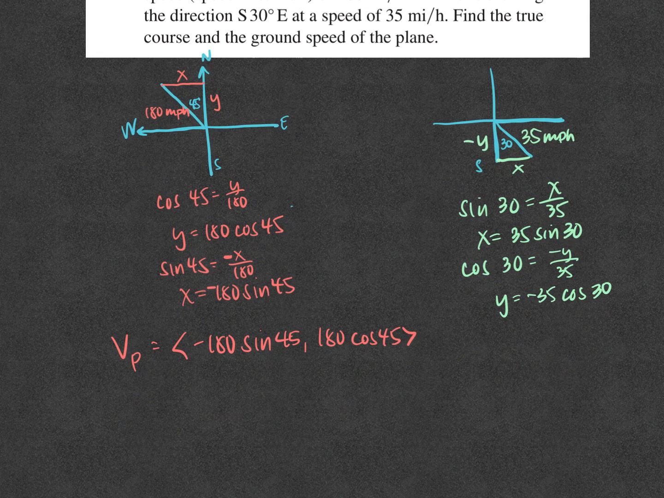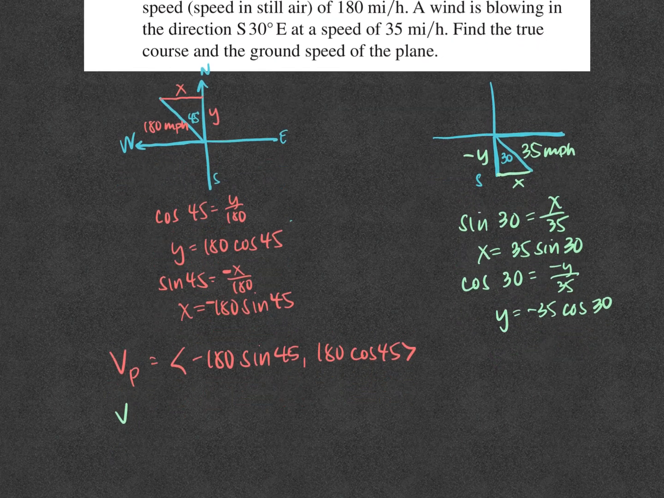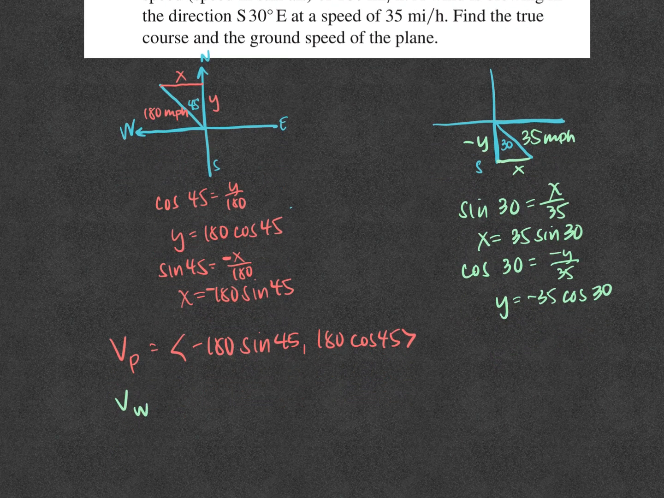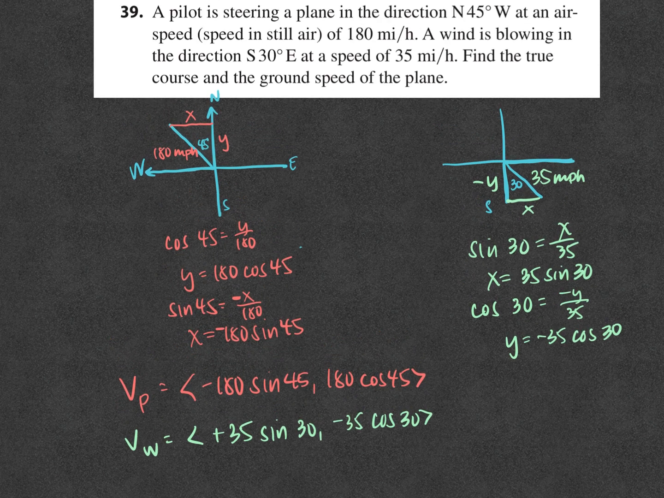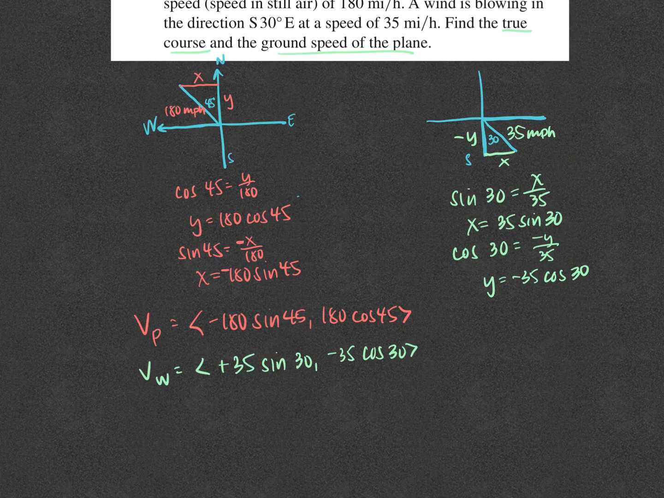All right, so now let's talk about the vector of the wind. The vector of the wind is equal to positive 35 sine of 30, and the y value here is negative 35 cosine 30. So now we're supposed to be looking for the true course and the ground speed of the plane. In order to find them, we need to find the vector of the combined values of the plane and the wind.